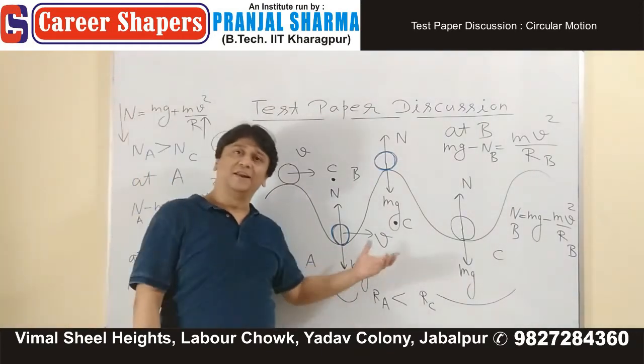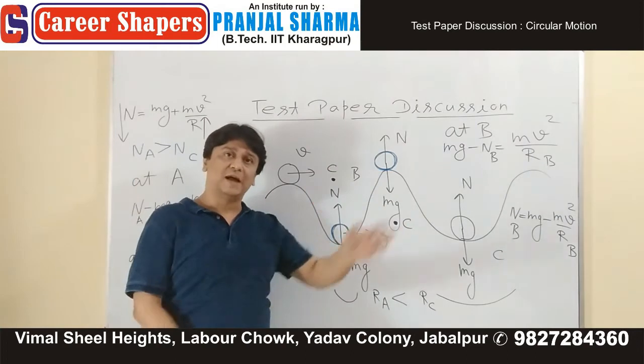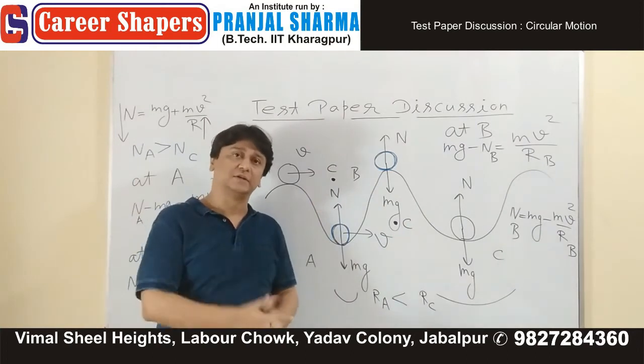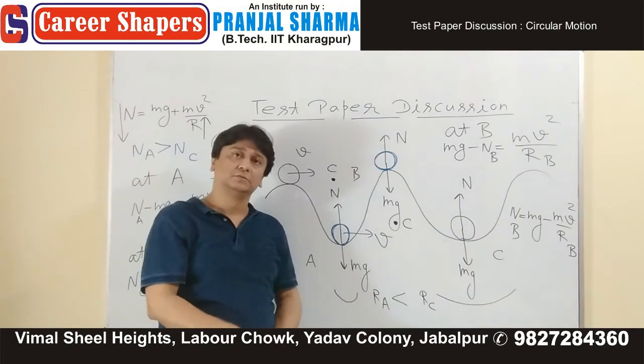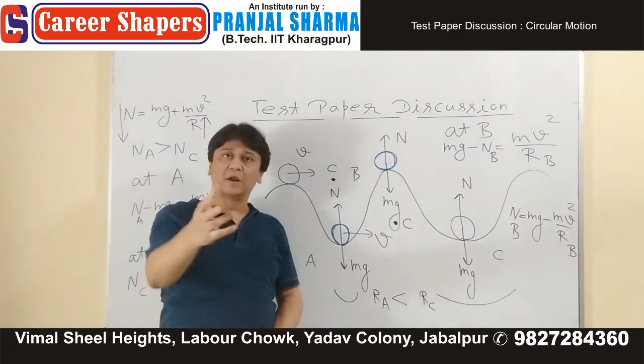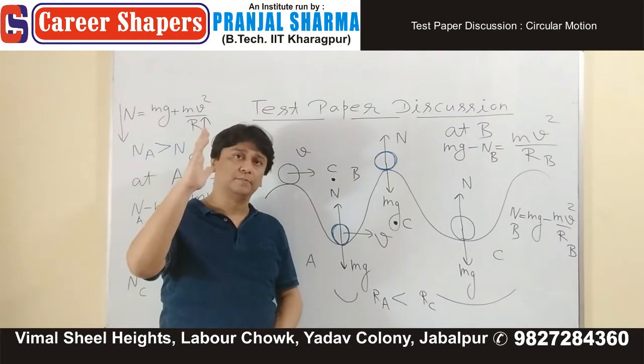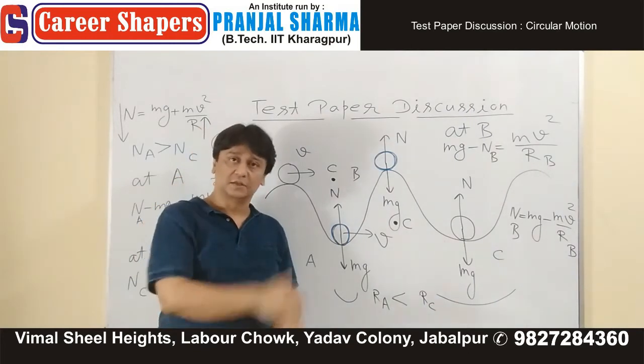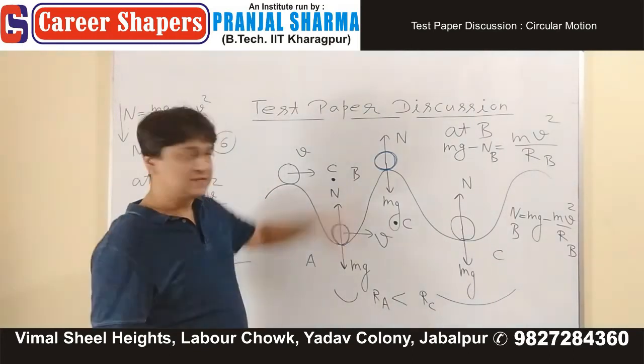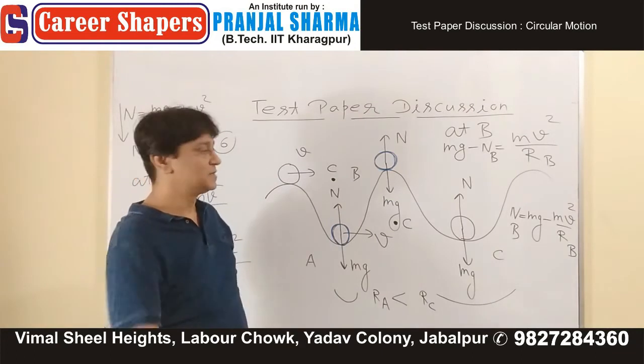Everybody knows that when a lift goes up with some acceleration, normal reaction increases. I hope you know that. And when the lift comes down, normal reaction decreases. When it goes up, it is mg plus ma. It's coming from laws of motion. When it is coming down, it is mg minus ma.